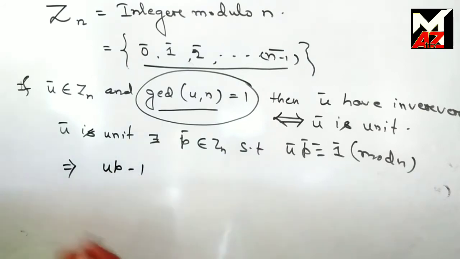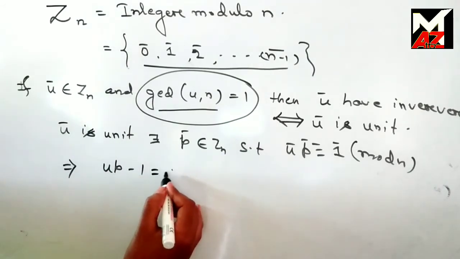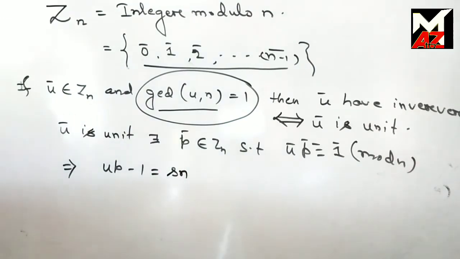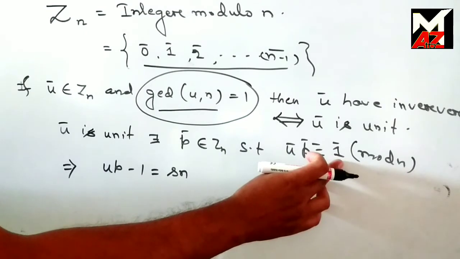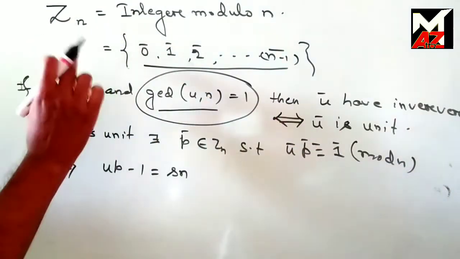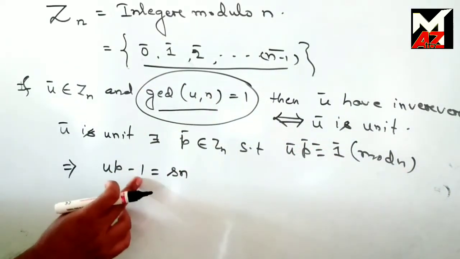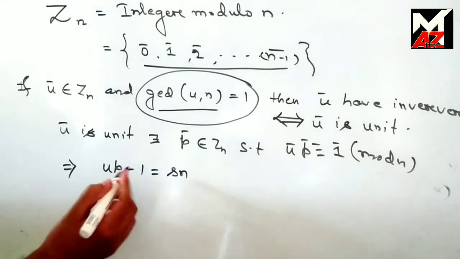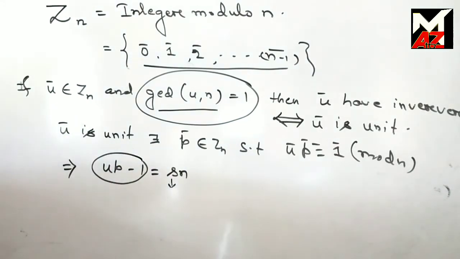Now U class into P class congruent to 1 mod n, this relation gives UP minus 1 is equal to S into n. This means when we divide UP by n it gives remainder 1, and if we subtract the remainder 1, then it is completely divisible by n, and here the quotient is S. So we can write this.